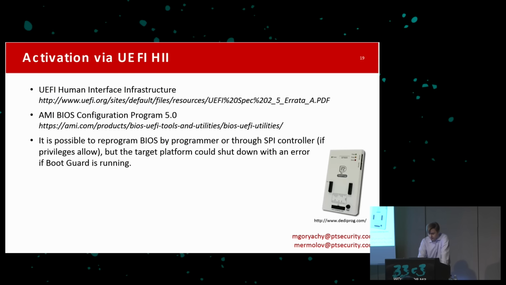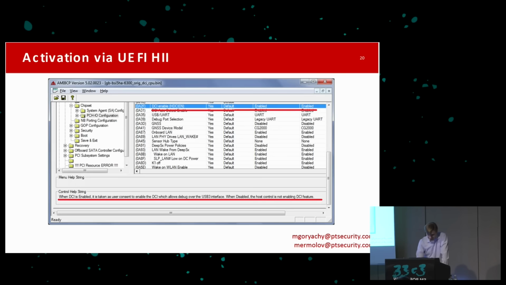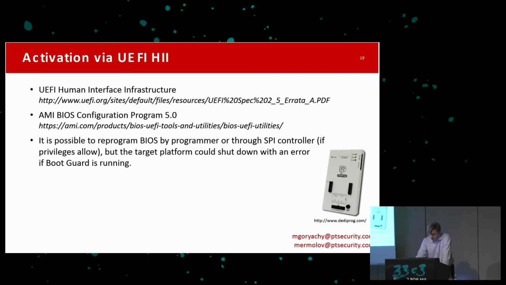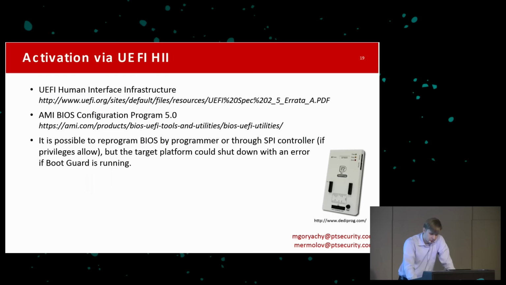UEFI human interface infrastructure identifies default values for all options, including the hidden ones. And as soon as we find the option connected to DCI, it can be activated to set defaults. DCI enable, a special hidden option. UEFI defines a default value for the option, and we find the option connected with DCI. It can be activated to set defaults, then resetting the BIOS to default using the standard interface, and we obtain a working DCI. It's easy.